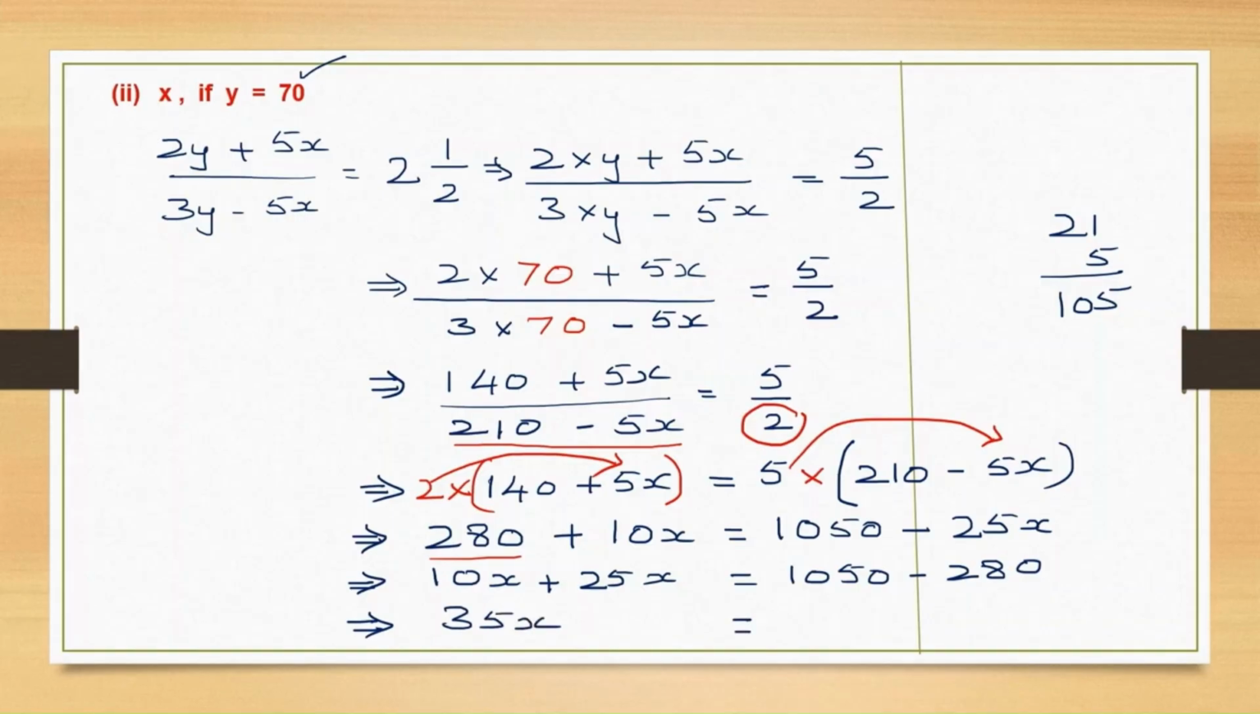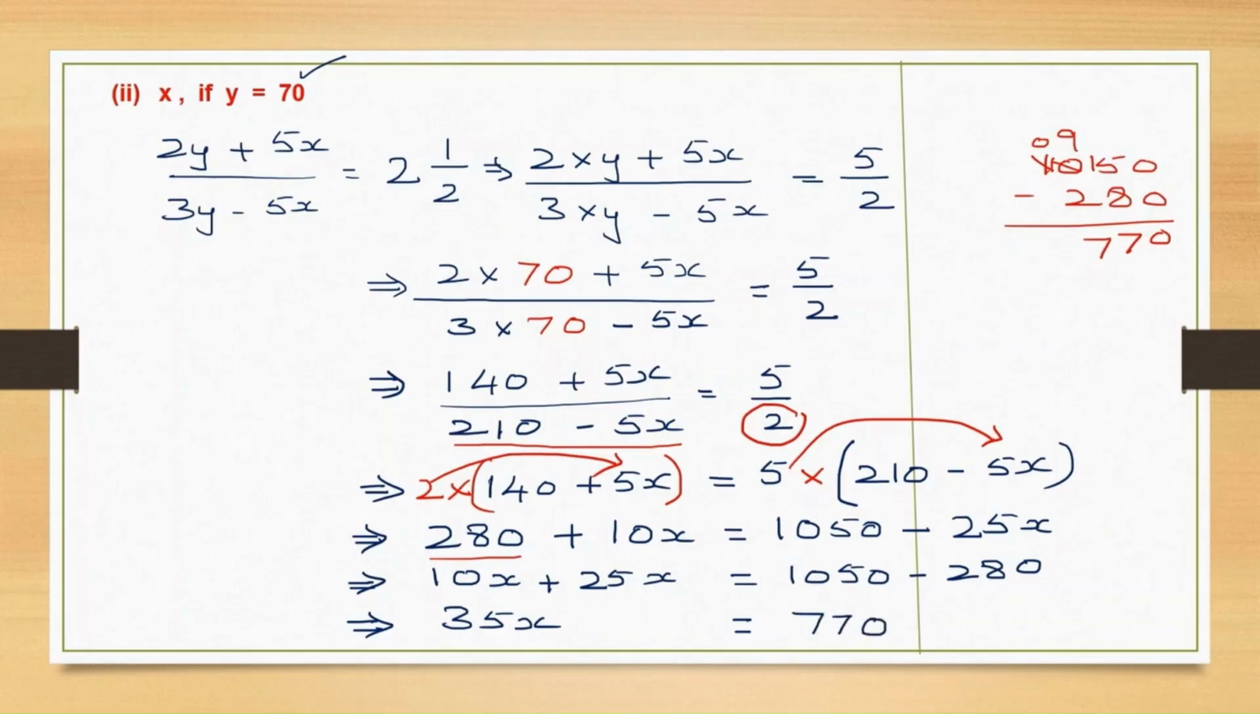Now let's subtract these two numbers. So that is 1050 minus 280. So that is 0. Now I need to borrow to subtract. So 0, 10, 9, 15. 15 minus 8 is 7. 9 minus 2 is 7. So I've got 770.